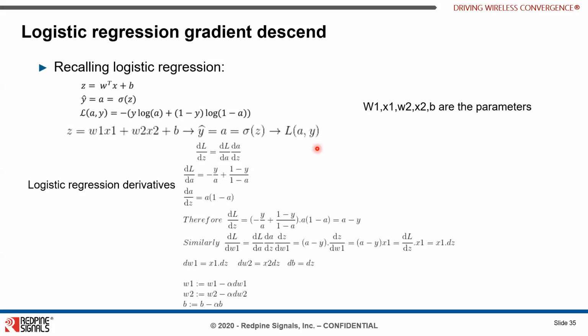So capital L changes with respect to A, whereas A changes with respect to Z. Absolutely, 100% correct. That's what the chain rule is. These are the mathematical calculations, sir, that I understand. Please go to the next slide, sir. Yeah, sure.